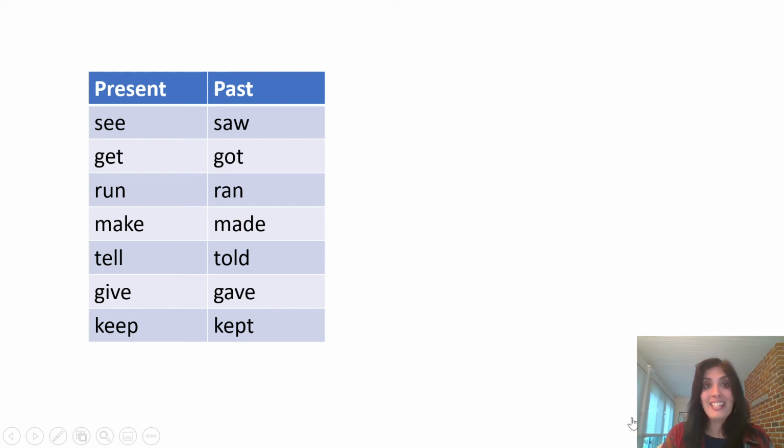Let's look at these past tense verbs again and read them with me, okay? Saw, got, ran, made, told, gave, kept. Now, I want you to think, can you use one of these past tense irregular verbs in a sentence? And what would it sound like? Go ahead and think.